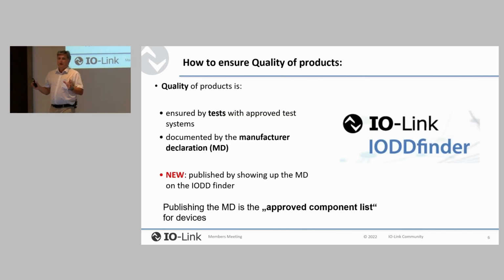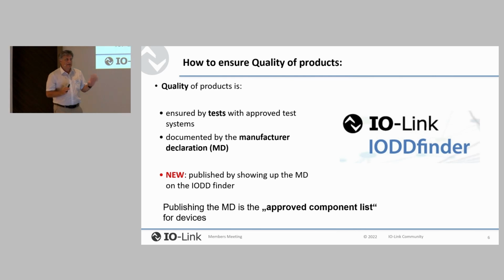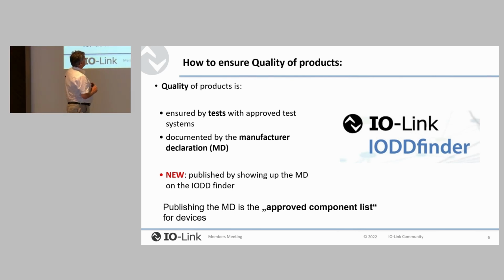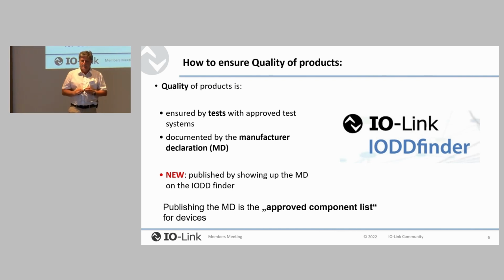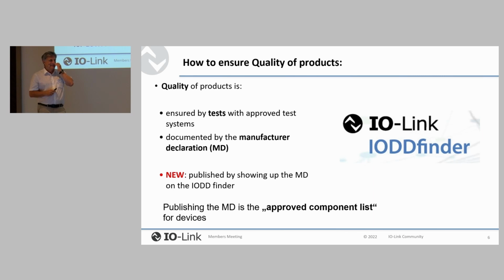Okay, so this was the news about technology things. Now I want to skip over about news and how to ensure the quality of products. And one main thing, or the base for this, is the IODD finder, which Elmar was talking about before.